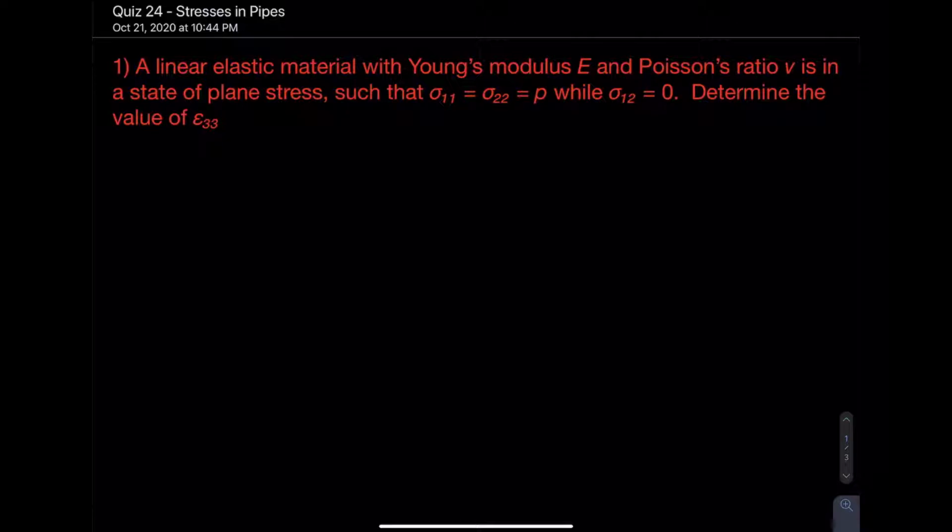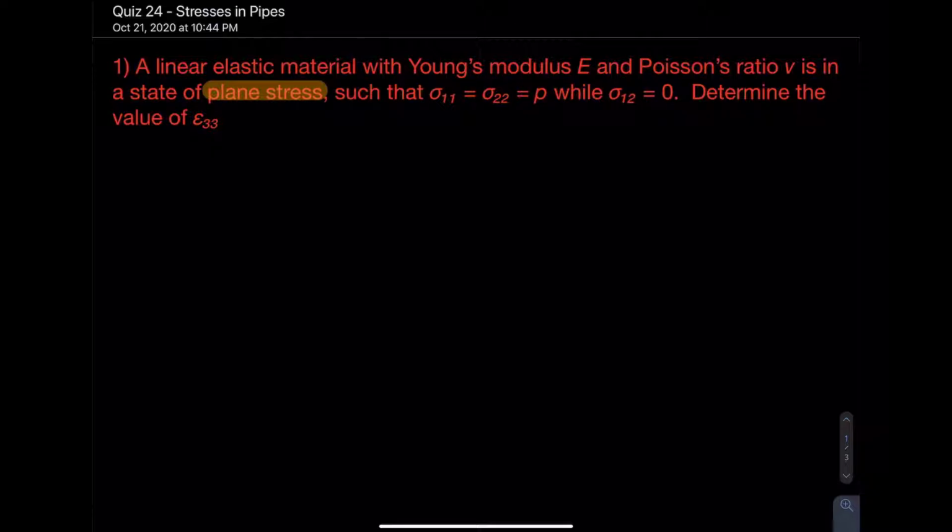So if we look at question number 1, it says a linear elastic material with Young's modulus E and Poisson's ratio V is in a state of plane stress. I'm going to highlight this because this plane stress assumption will be the key to this question. It says such that sigma 11 is equal to sigma 22, which is equal to P, while sigma 12, the shear stress, is equal to 0. And it says determine the value of epsilon 33. The key to this again is going to be that plane stress, and you'll see why.